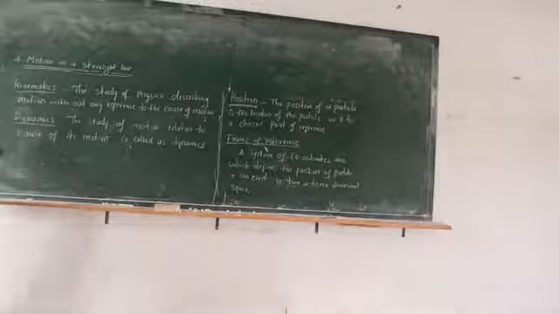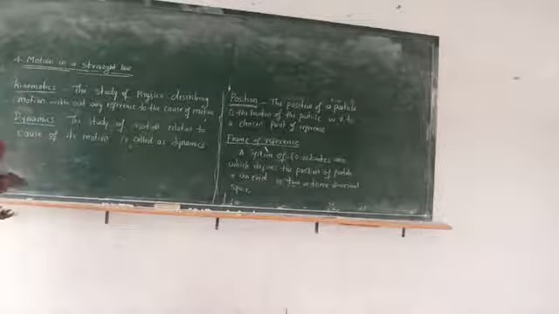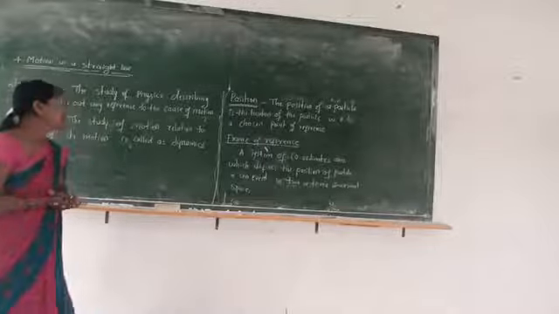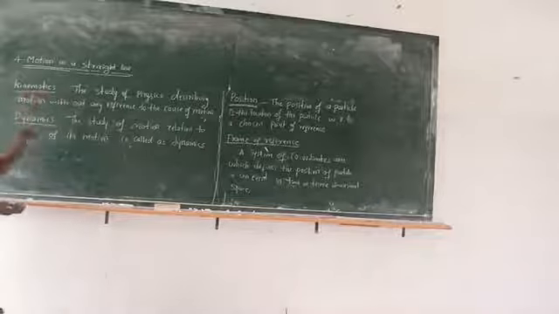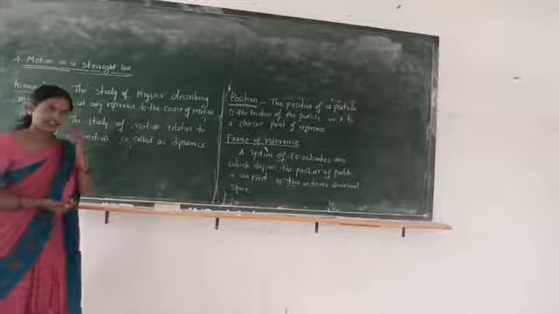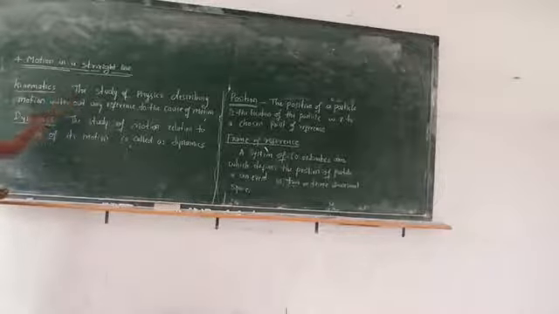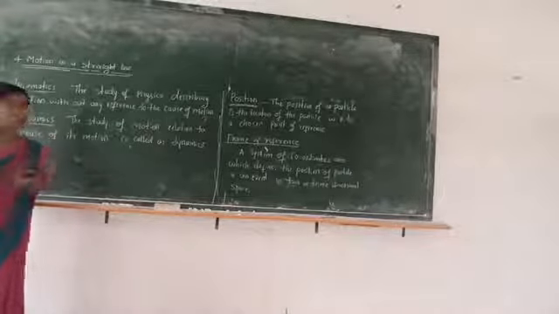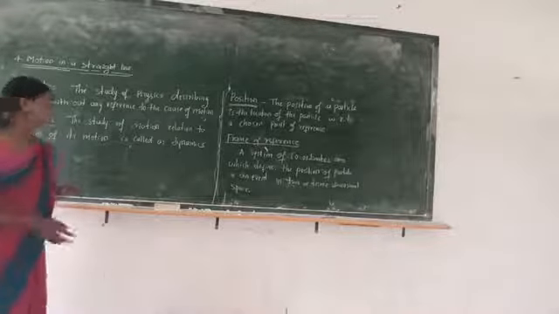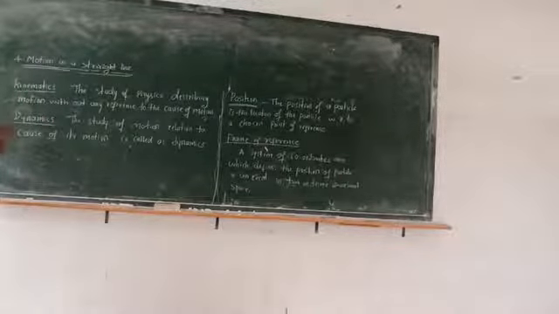One is kinematics and another one is dynamics, which describe the motion of a particle. To define kinematics, it is the study of physics describing motion. This is the branch which describes motion without any reference to the cause of motion. That branch is called kinematics.